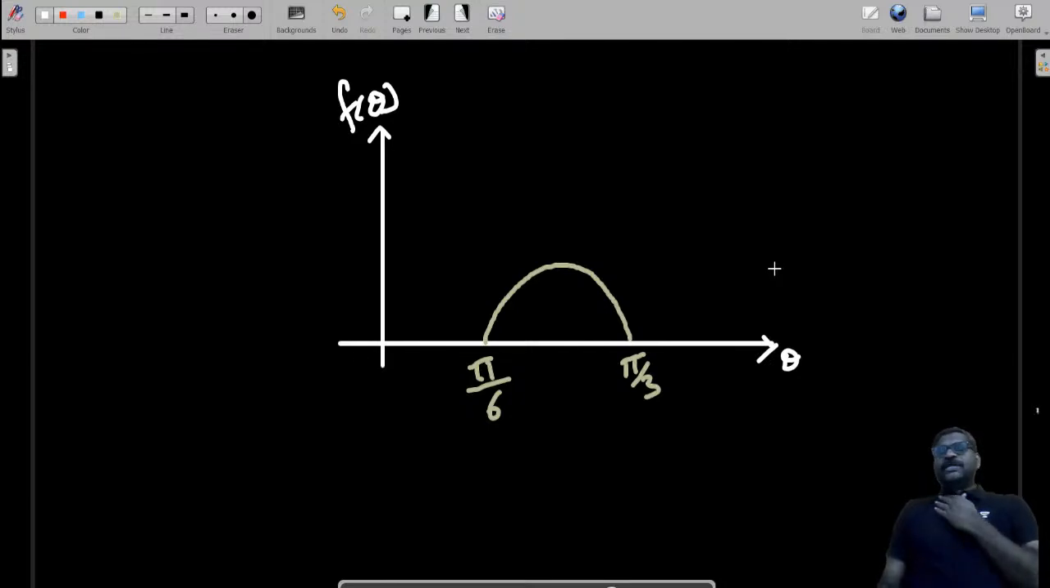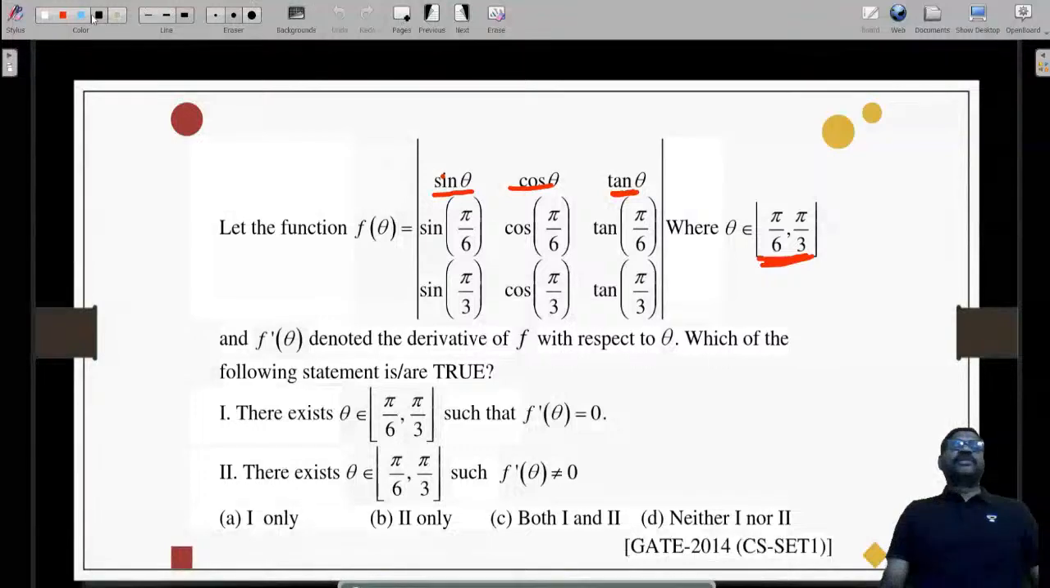Observe here. If the function satisfies all three conditions of Rolle's theorem, there exists at least one point where the tangent is parallel to the horizontal line. Because if the function satisfies all three conditions of Rolle's theorem, definitely there exists at least one point where the tangent is parallel to the x-axis. Understood? At that point slope is 0, f dash theta equal to 0. That's why the first statement is true.